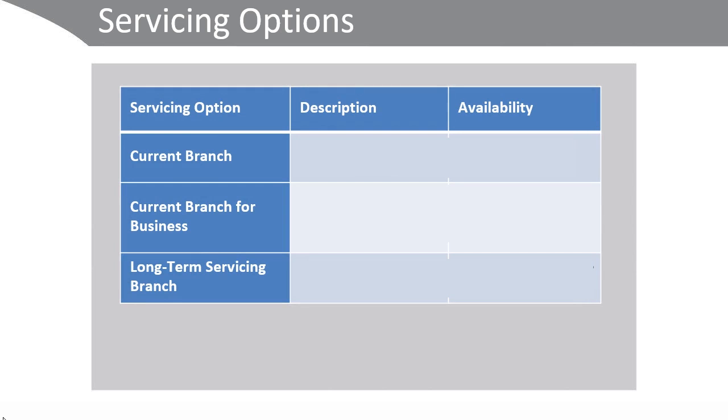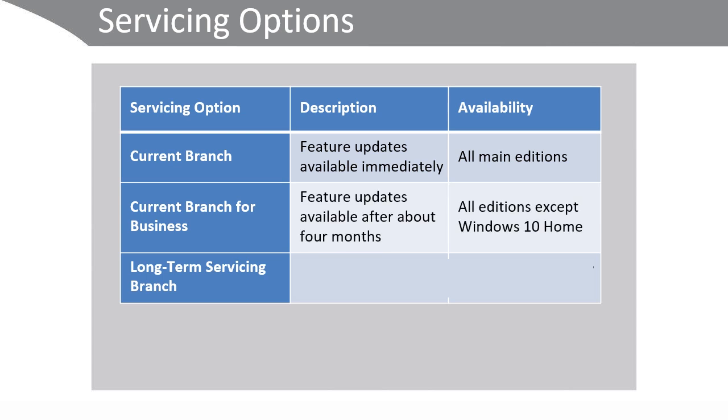Servicing options. There are a number of different servicing options available for Windows 10. This allows you to exert a bit of control over how often you receive feature and quality updates. In Current Branch, feature updates are available immediately. This is available across all main editions of Windows 10, so for example Windows 10 Home, Pro, Enterprise. Current Branch for Business, feature updates are available after about 4 months of release. Current Branch for Business is available on all editions of Windows 10 except Windows 10 Home.